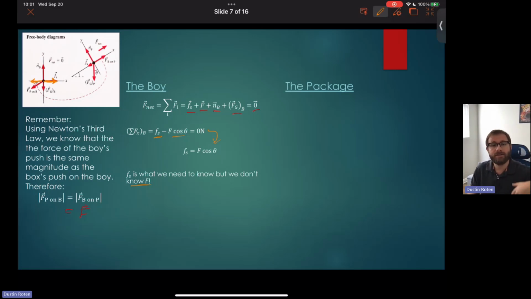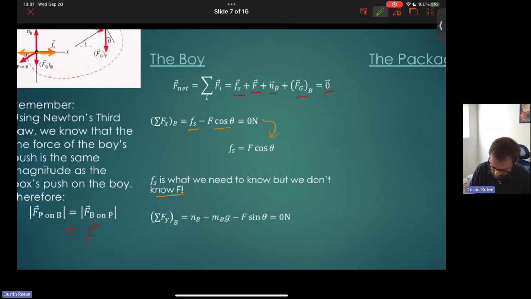So for now, let's go ahead and just look at the y direction and see what's going on here. So the y direction for the buoy is a little more difficult. We have his normal force up, we have his weight down, but then we also have a piece of that box pushing him down, right? So let's draw this out.